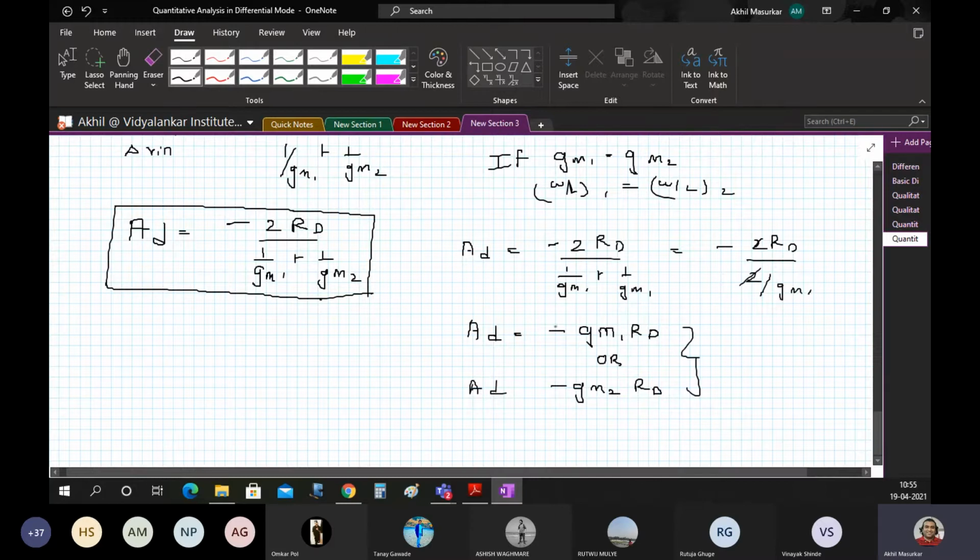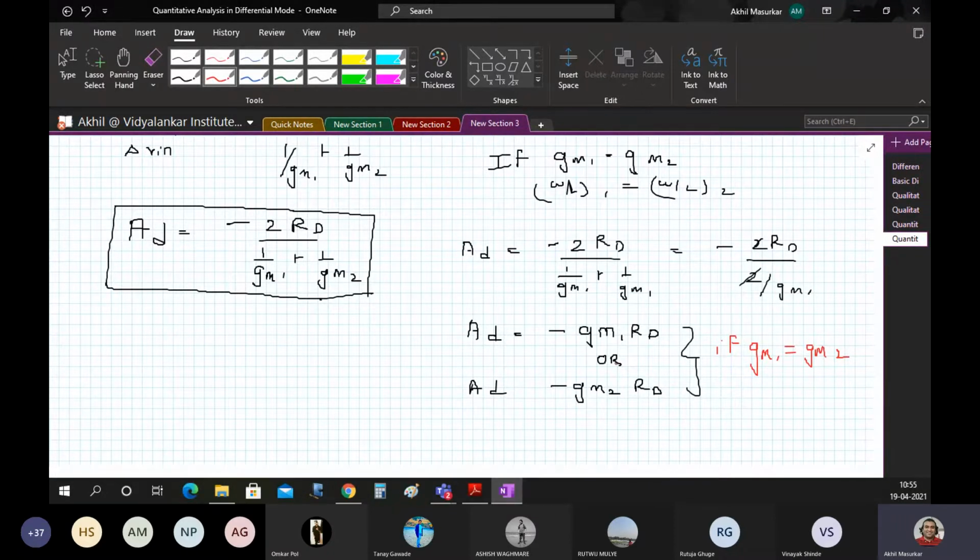And this is if GM1 equal to GM2. So you can see that the differential gain, what is your observation? The differential gain is the same as the gain of a common source stage. However, here what you get is noise cancellation.